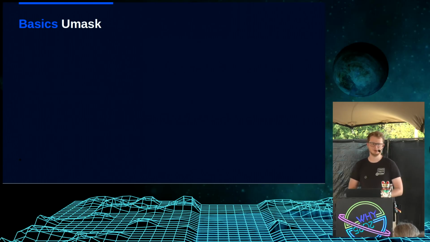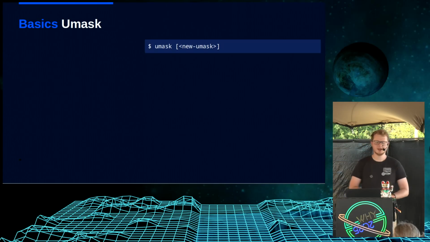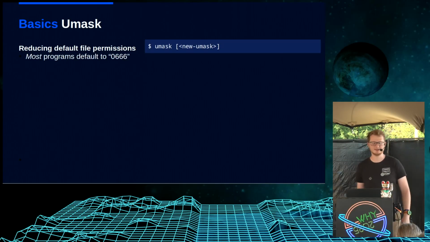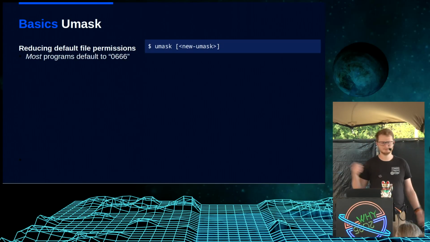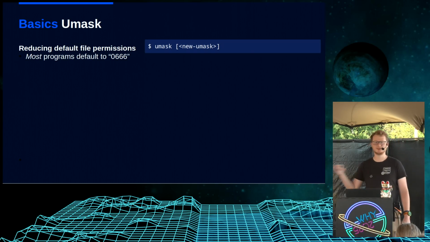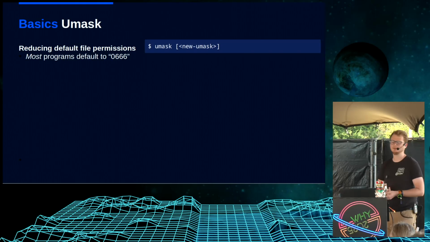Let's take a look at umask. Umask is something you may not know. It is a command available on your shell. And with this, you can set a mask which is able to restrict the default permissions whenever a file is being created. So many programs, or most programs I've seen so far, are just creating files with the 0666 permission. This has nothing to do with anything religious. It is just a normal permission to say everything is read and writable by everyone.